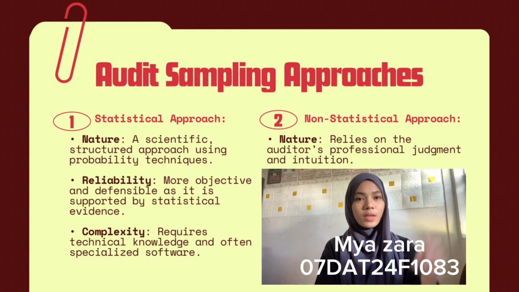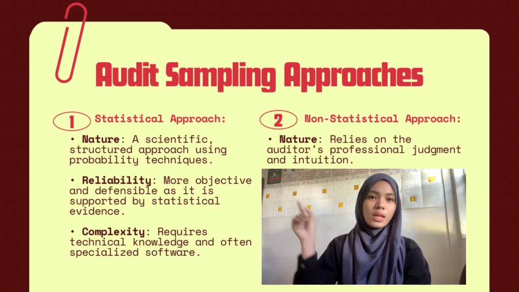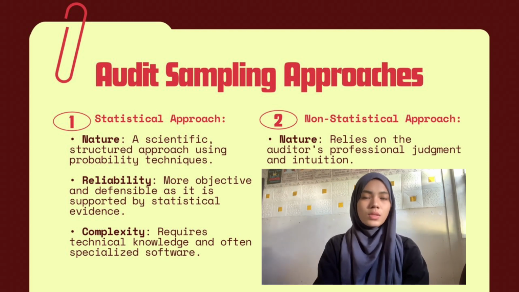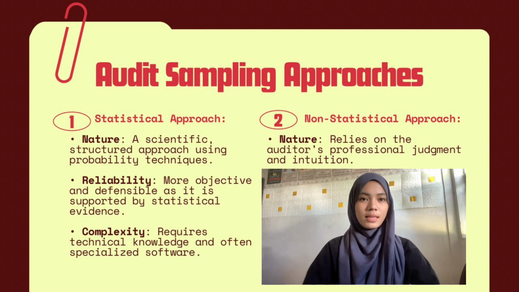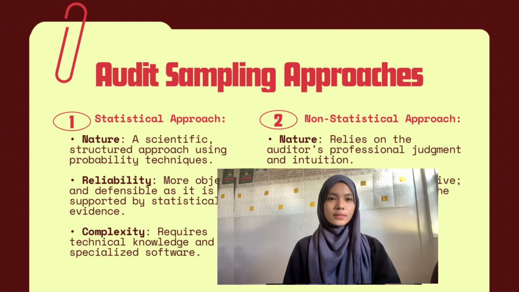Hello, madam. I'll be covering the two main ways we approach audit sampling. First, we have the statistical approach. Nature: this is a scientific, structured method using probability techniques. Reliability: it's highly objective and defensible because the results are backed by statistical evidence. Complexity: the trade-off is that it's complex and usually requires specialized software.